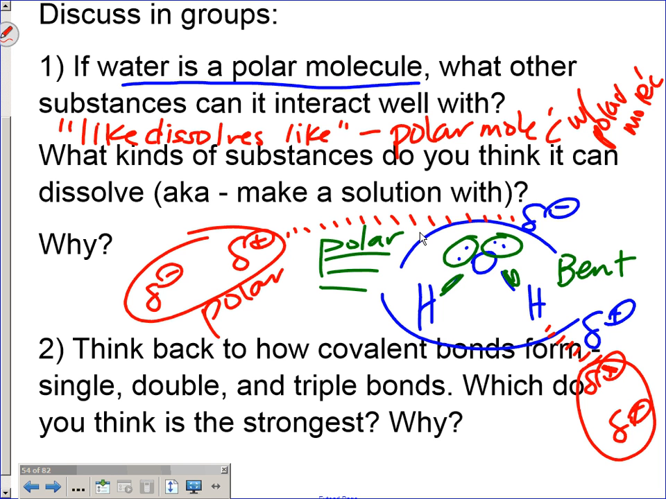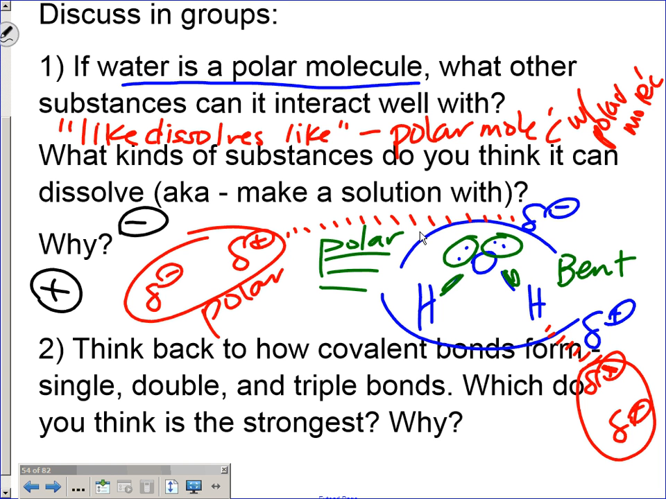So what if I had a positive ion and a negative ion floating around in water? What end of water would interact really well with the positive cation? The negative side, right? The oxygen side. And what side would this negative interact with? The hydrogen side, because it's got a partial positive. So again, it's still opposites attract, right?